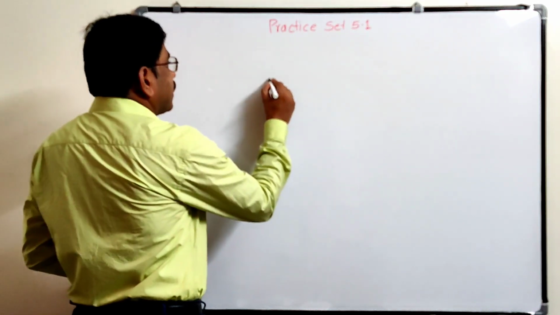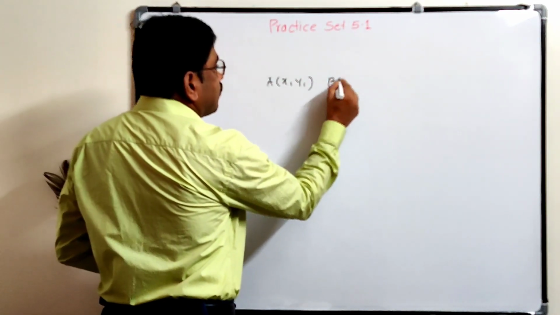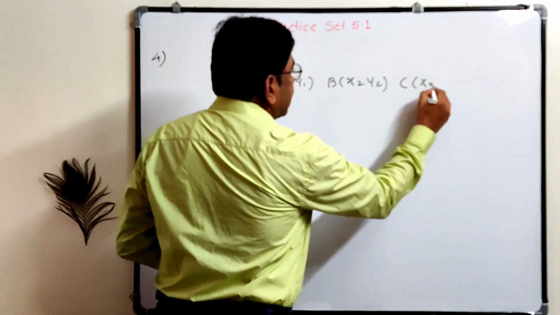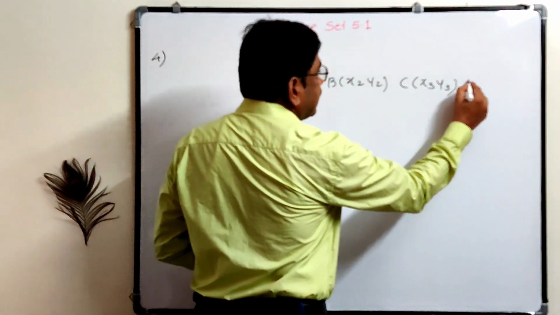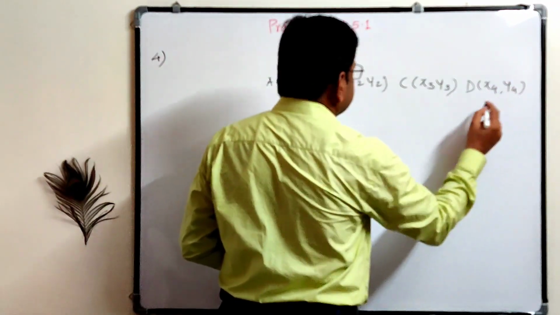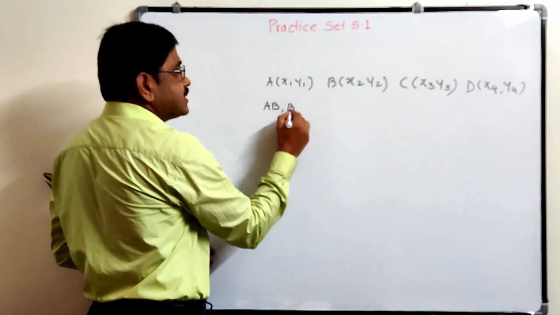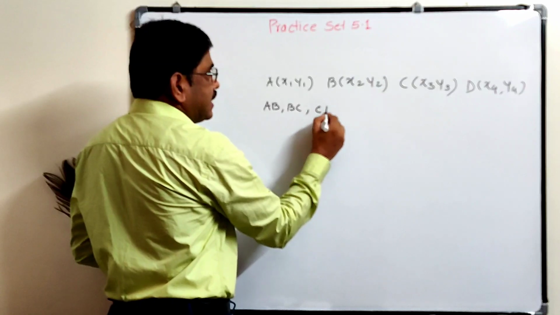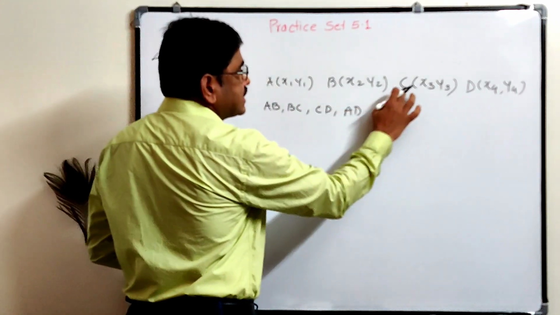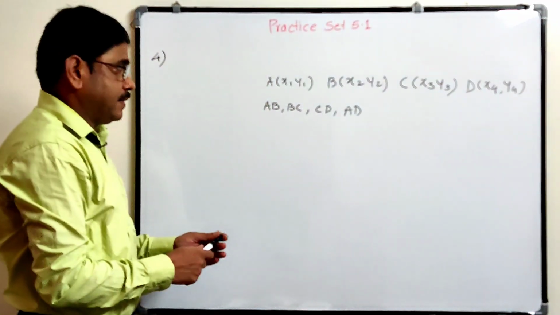Suppose A (x1, y1), B (x2, y2), C (x3, y3) and D (x4, y4). 4 points are given. Then first find distance AB, then BC, then CD and AD. देखो AB, then BC, then CD and then AD. ये 4 डिस्टेंस हम लोग को फाइंड करना है.